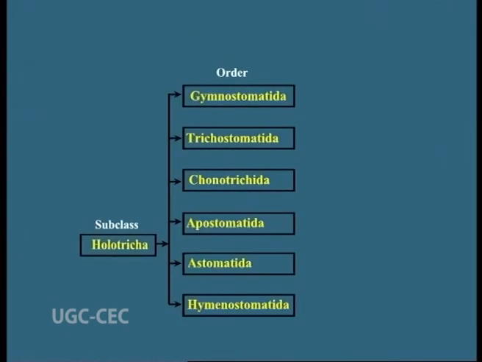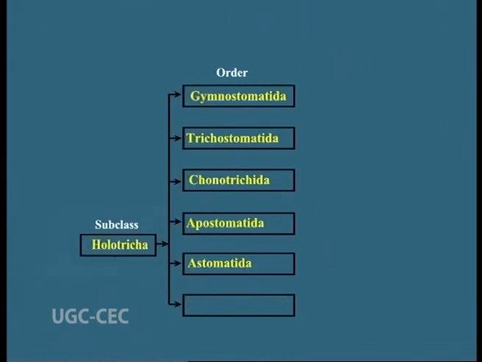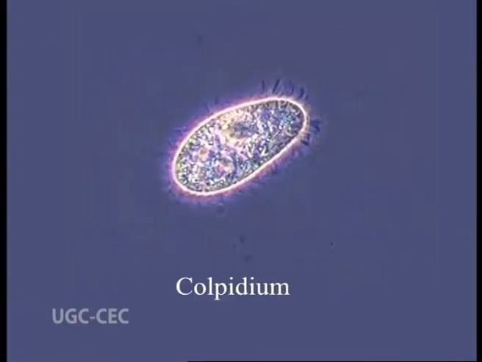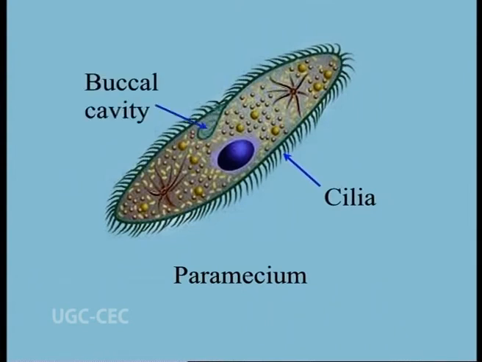Order Astomatida, and the examples are Anoplophrya and Mesnilella. Body ciliation uniform, cytostome absent. Order Hymenostomatida, and the examples are Colpidium and Paramecium. They have uniform body ciliation, buccal cavity ventral with ciliary membranes.